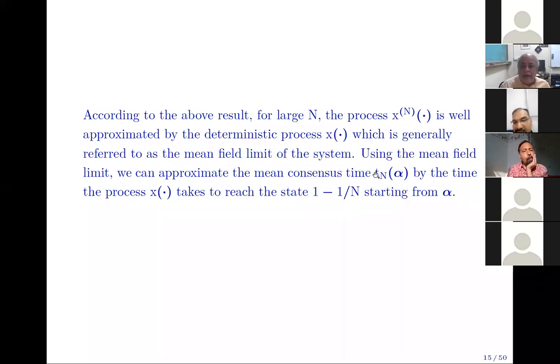So for large n, Tn alpha, which if you remember was the expected time to reach consensus, using this mean field limit, we can approximate it by the time the process x takes to reach the state 1 minus 1 over n. So, just everybody except one person has opinion 1, starting from alpha.